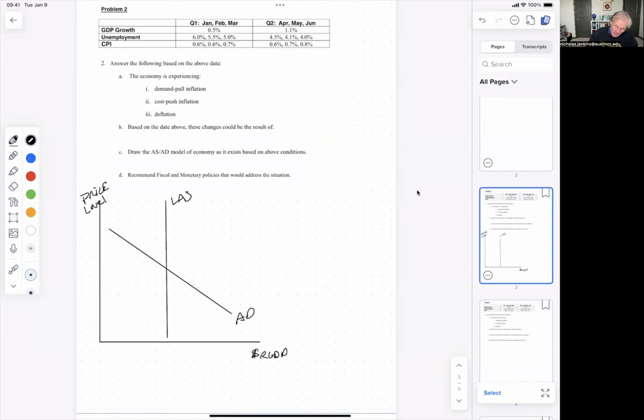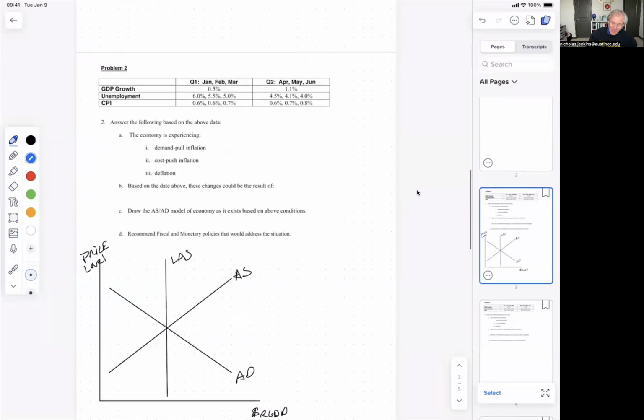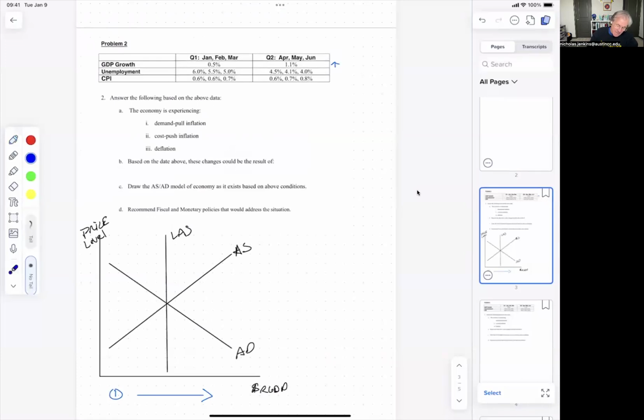There's aggregate demand. And here is our short run aggregate supply. Now, in the book, they say SAS. It's basically the same thing as AS in my models. All right, so let's look at the data. So GDP growth, in this case, we were going from 0.5 growth in one quarter to 1.1. So it looks to me like we have an increasing trend, which must mean that we are moving in this direction along the x-axis.